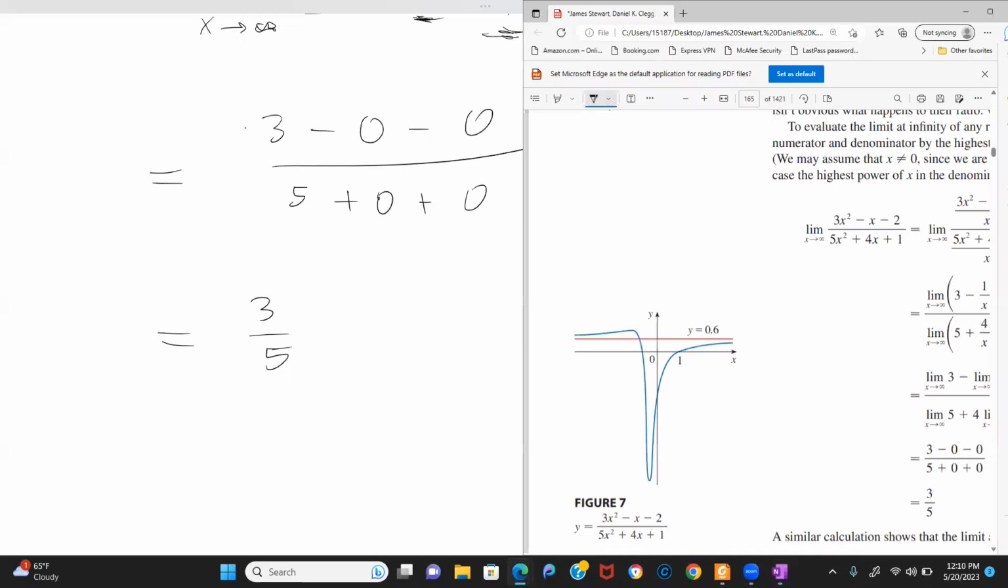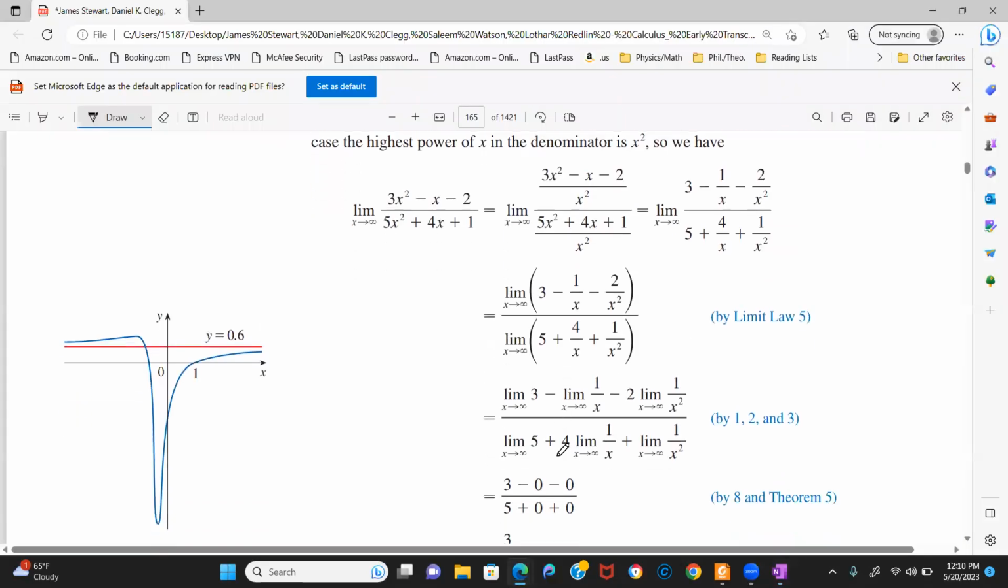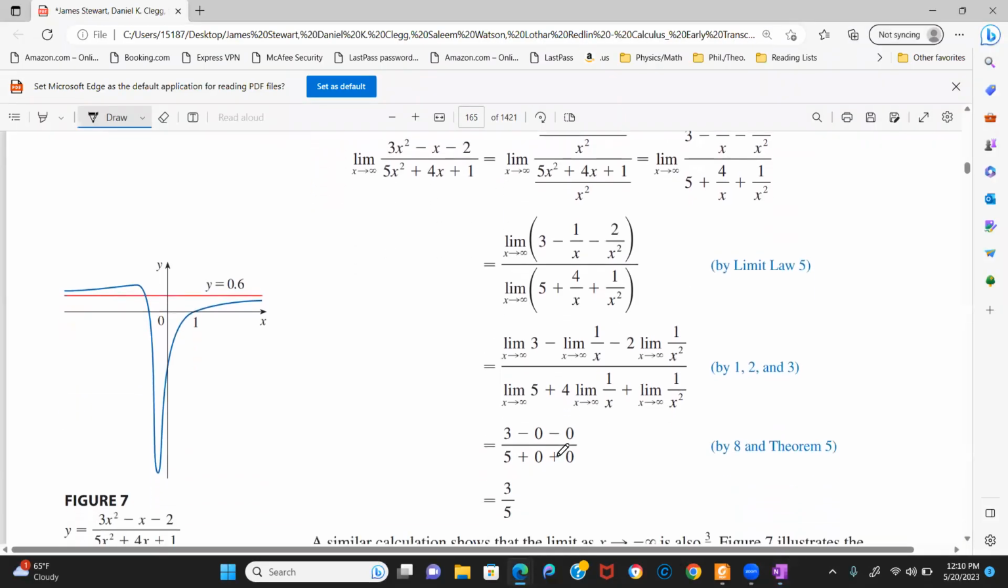So let me pull up the book again. So here's the exact calculation I went through. They actually did this. I just did this step and then jump from that step to this step. If you want to include this step right here, that's perfectly fine. You can distribute the limit over each term in the numerator and the denominator, and then take the limit. But it's not necessary. You can avoid that if you like.